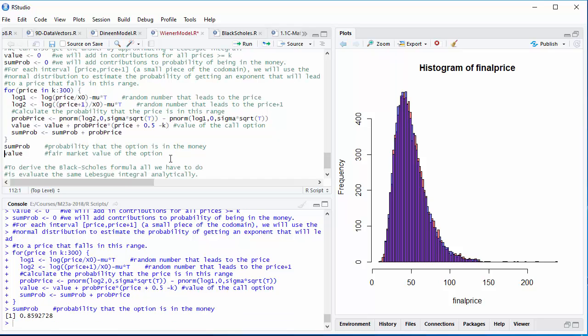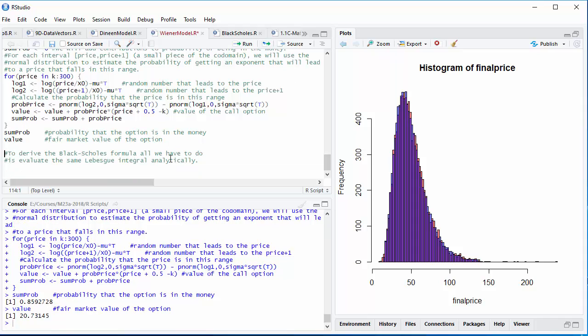And what have I got? When I sum up all the probabilities, I find an 85% probability for the option to be in the money. And I have replicated that value of $20 and change of the fair market value of the option. Now all I have to do, if I want to derive the Black-Scholes formula, is repeat this calculation, except instead of trying to approximate the value of the Lebesgue integral by breaking it up into a finite number of bins, I will instead calculate it analytically.